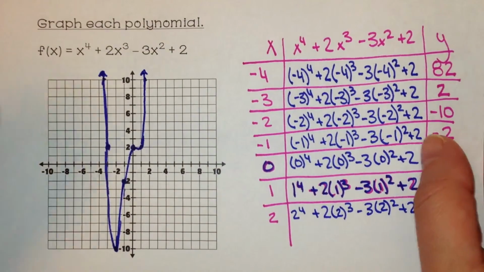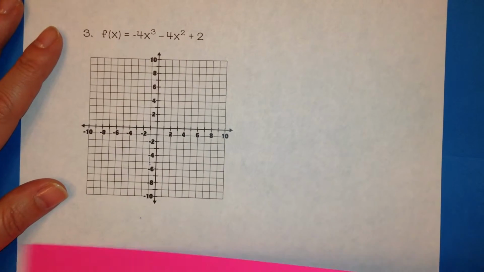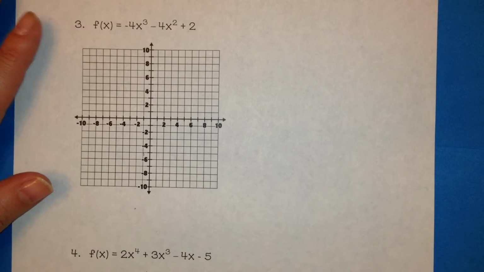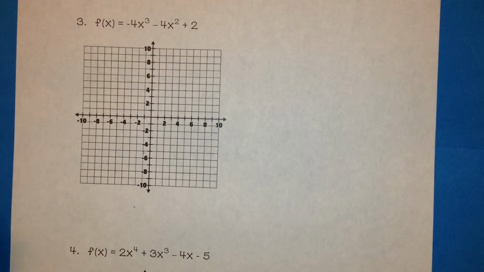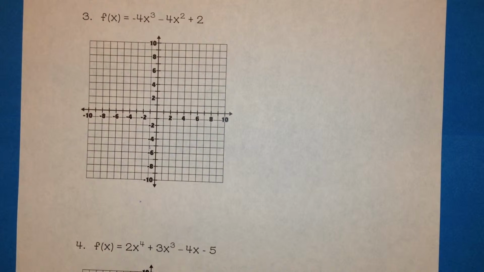All right, so I want you to use this idea of creating a table and then plugging the points in to graph it. I'm going to give you a couple of problems. I'm just going to zoom out so you can see. All right, first one. f of x equals -4x cubed minus 4x squared plus 2. And number 4, f of x equals 2x to the 4th plus 3x cubed minus 4x minus 5. Go ahead and graph them. Use the table, create tables, plug the x values into your equation. I suggest using your calculator to figure out what they equal and then plot the points.